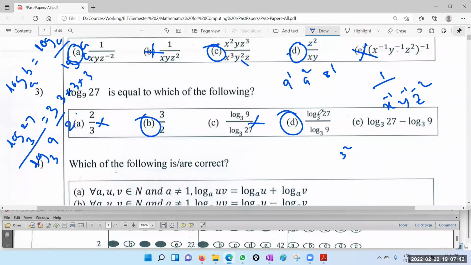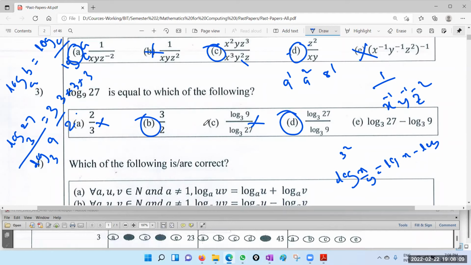What about this? Can we write division as a subtraction? No, there's no such thing. If you have something like log of x divided by y, yes, you can write log x minus log y. But this is not log of x divided by y. This is log something divided by another log something. So there you can't write it as subtraction. So therefore the answer is B and D. Third one, the answer is B and D.